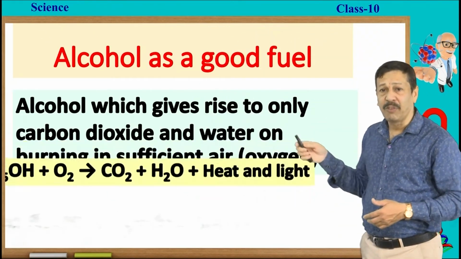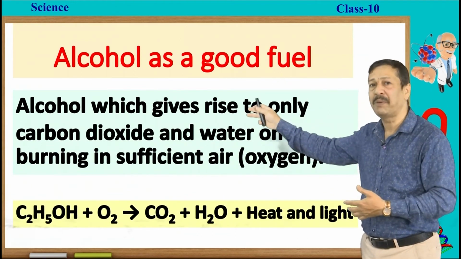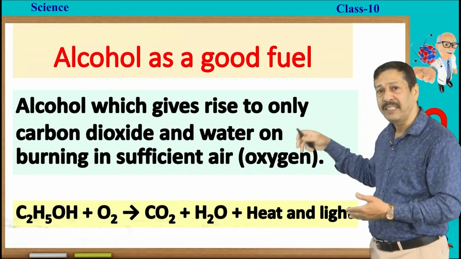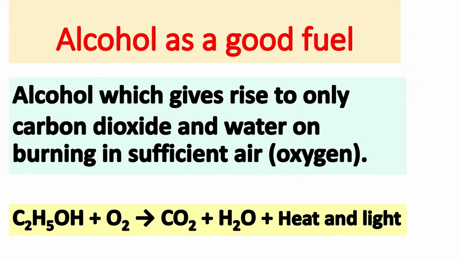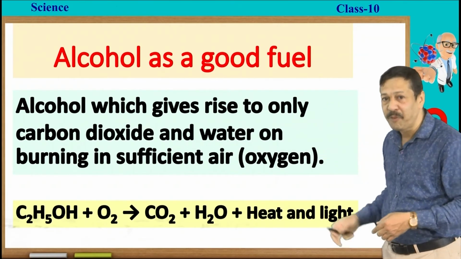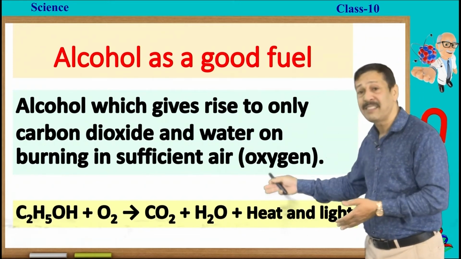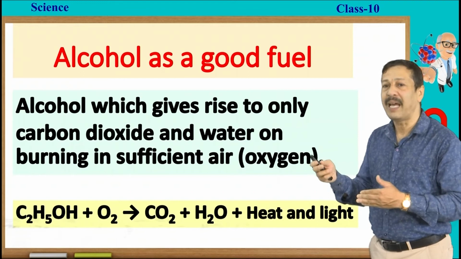Alcohol is a very good fuel because in excess of oxygen it produces only carbon dioxide, meaning it is a cleaner fuel, and it also yields a very good amount of energy. Here is the equation: C2H5OH plus O2 gives CO2 plus H2O, plus heat and light. One more thing is left for you: you have to balance this one. Dear students, try to balance this equation. Check whether it is balanced or not, otherwise you have to balance it.